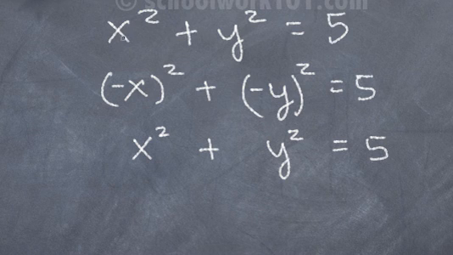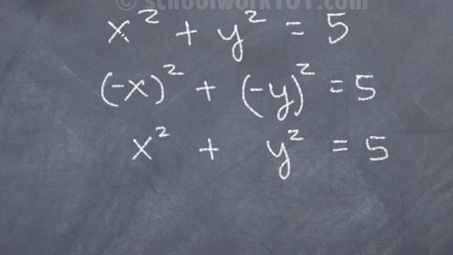This is the equation of a circle, and its radius is the square root of 5. Remember what I said about the circle: it has x-axis symmetry and y-axis symmetry, and it's also symmetric about the origin. When we replace this x and this y with a negative x and a negative y, as you can see, we get back the same equation. So it's obviously symmetric about the origin.